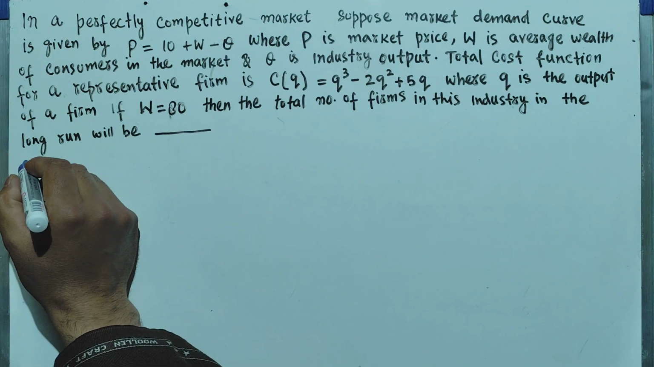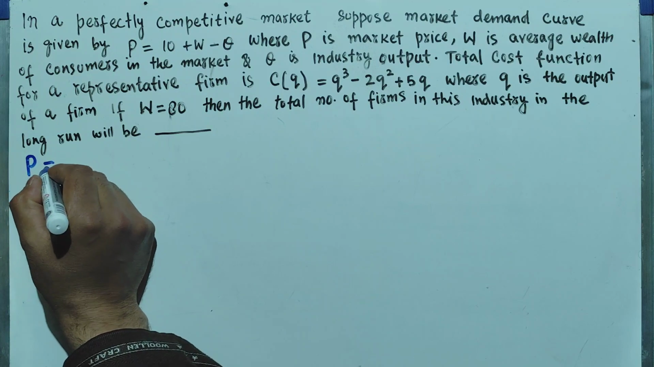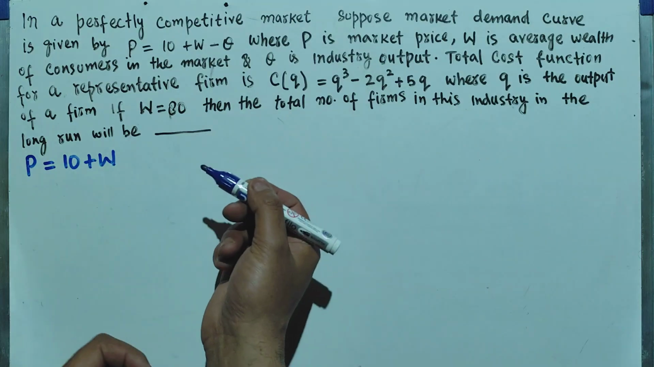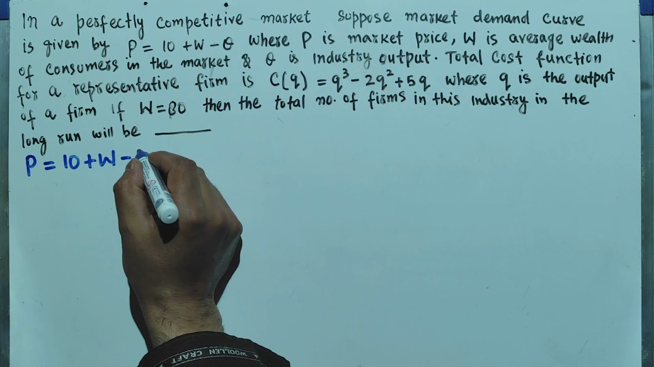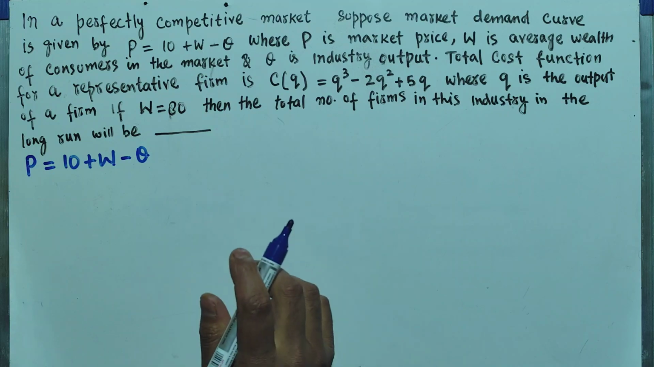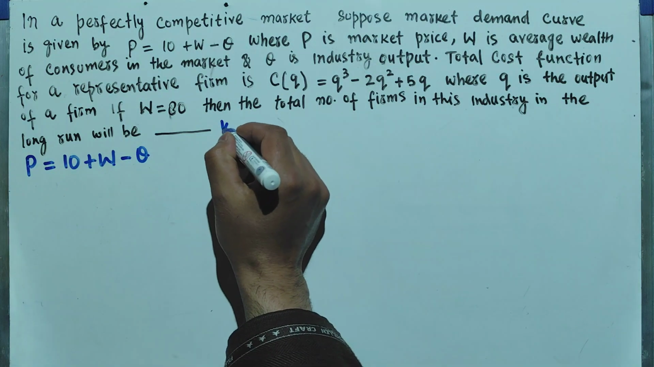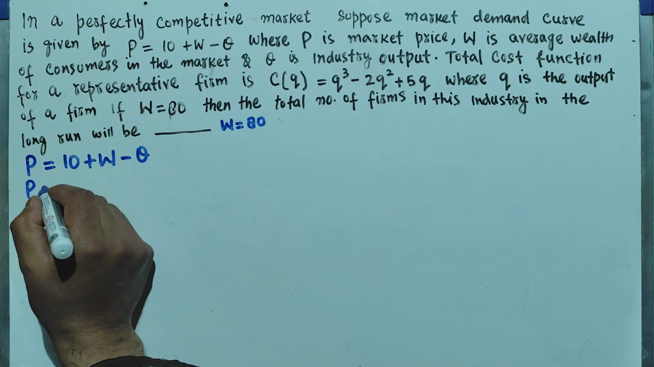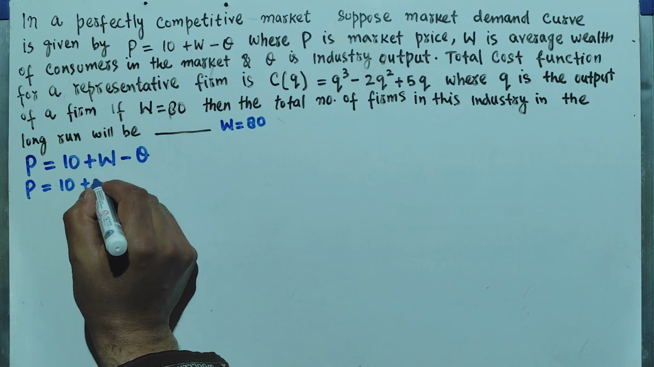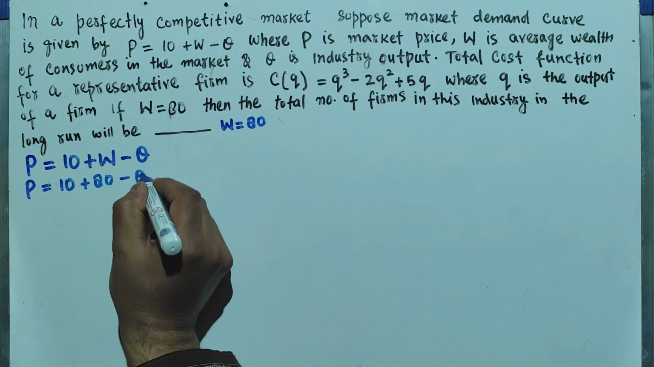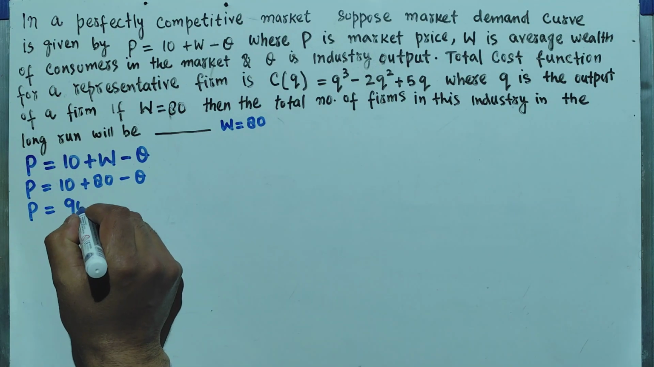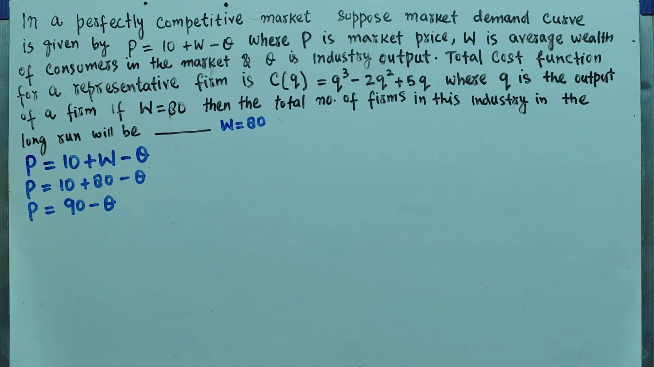We are being given the market demand function, that is P is equal to 10 plus W, where W denotes the average wealth of the consumers, minus Q, where Q denotes the industry output. We are also being told that W is equal to 80. So can I write it in this fashion, that is P will be equal to 10 plus 80 minus Q. That means our inverse demand function will be equal to 90 minus Q. Okay, this is our inverse demand function.